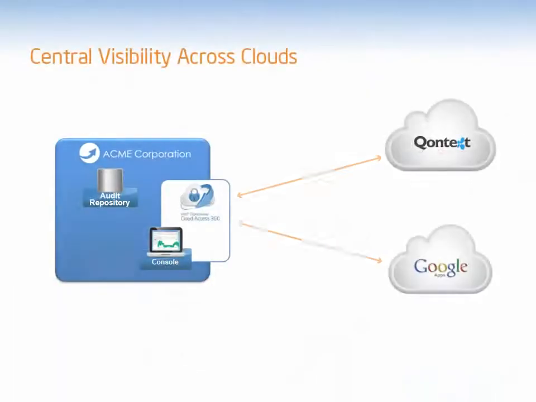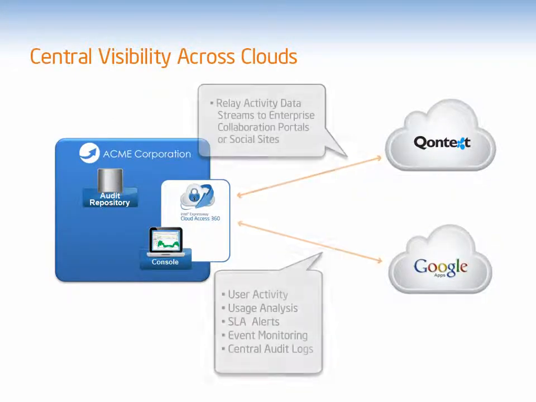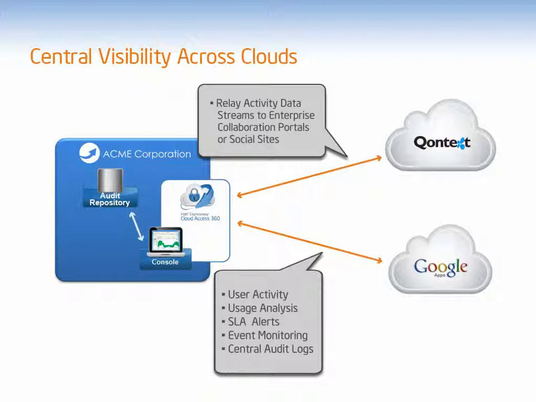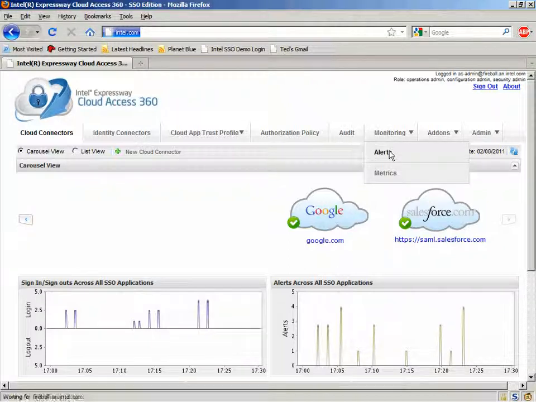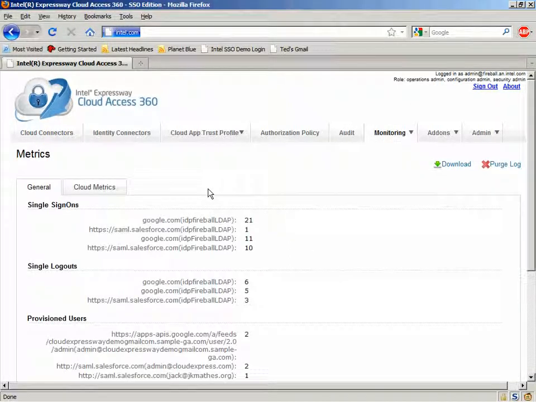Here, we show how central visibility is obtained from the Central Cloud Access 360 admin console for user activity and alerts, and how that can be pushed to audit repositories or even social media or other kinds of platforms. In central visibility across clouds, we show the central admin console of Cloud Access 360 and how that shows insight into user activity and events to be pushed to audit repositories or even pushed to other applications such as social media.